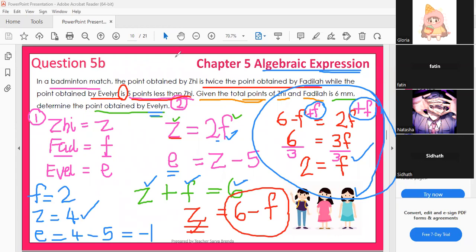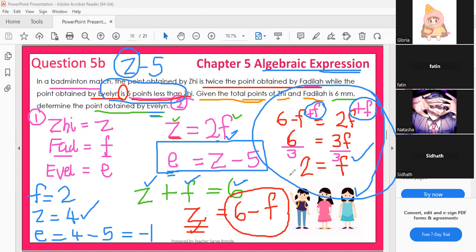No. It's not like that, Fatin. Okay, 5 points less than Z. That means whatever Z has, Fadila or Evelyn, sorry, has 5 less. So how do you find something which is 5 less than this? You must minus 5. Okay, that's why you get this equation. You created this equation based on this understanding, not 5 minus Z. Okay? Do you understand? Okay, good.